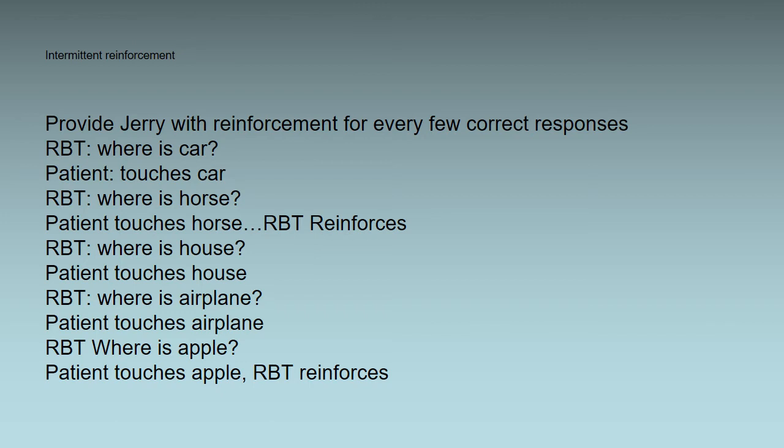Here's an example of what intermittent reinforcement might look like. We provide Jerry with reinforcement for every few responses in this example. So the RBT says, where's the car? The patient touches the car. Then they say, where's the horse? The patient touches the horse. The RBT reinforces. Where's the house? The patient touches the house. Where's the airplane? The patient touches the airplane. And then finally the RBT says, where's the apple? And the patient touches the apple. And the RBT reinforces. So as you can see here, the RBT is not reinforcing every correct response. This would be intermittent reinforcement.